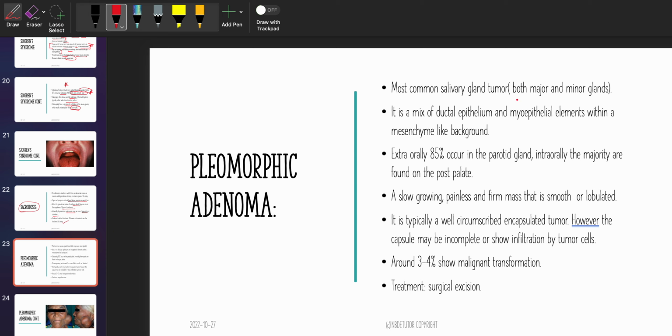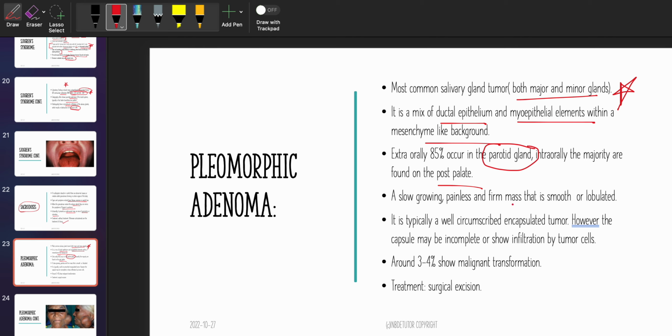So please mark this point, important point: it is the most common salivary gland tumor, of both major and minor salivary glands. It is a mix of ductal epithelial and myoepithelial elements within a mesenchymal-like background. Extraorally, it occurs 85% in the parotid gland. So the parotid gland is the most common site. Intraorally, it is the posterior palate.